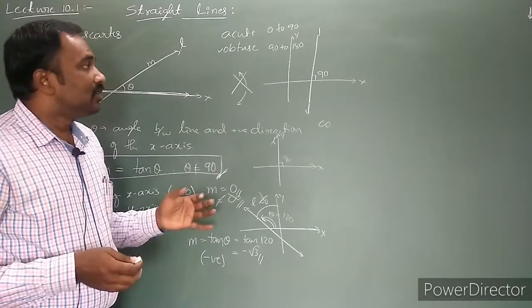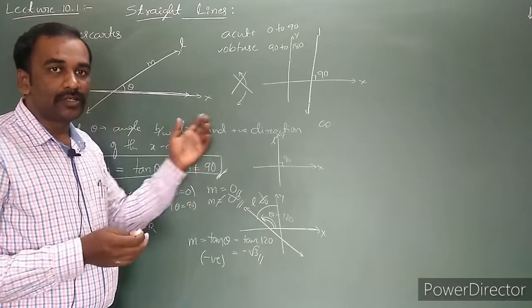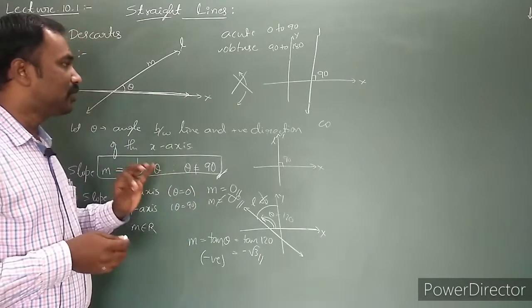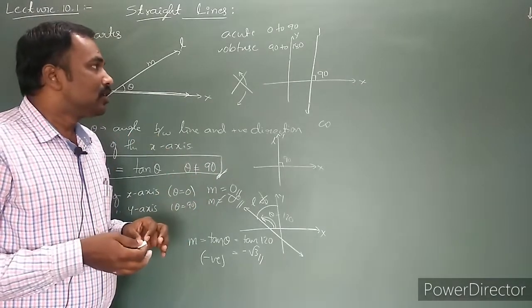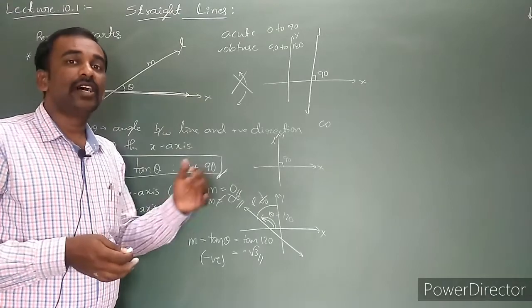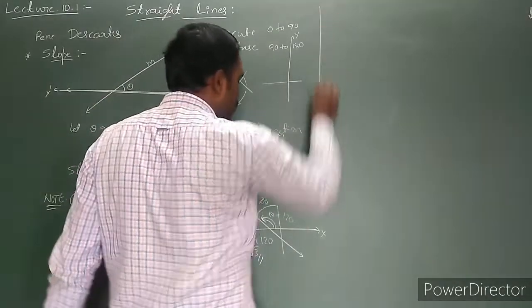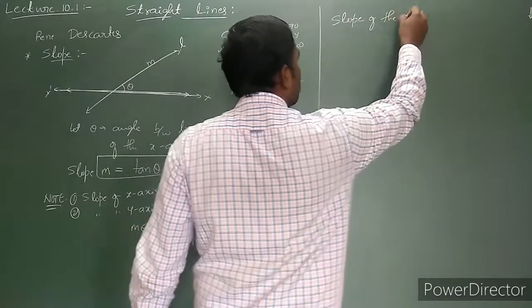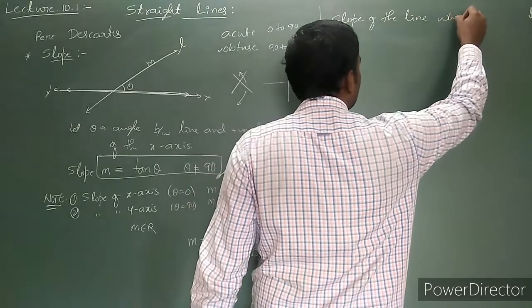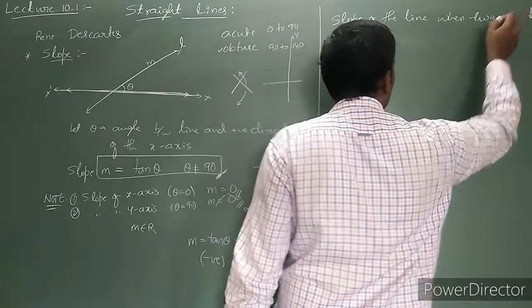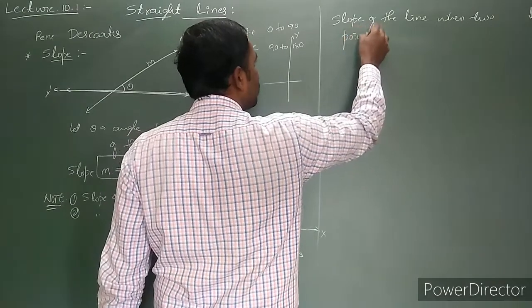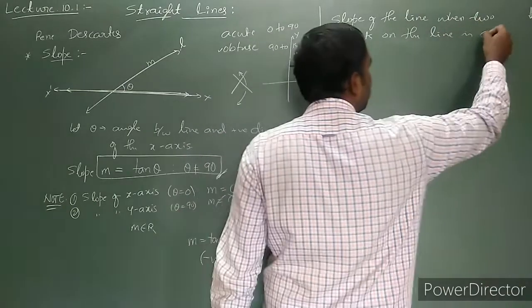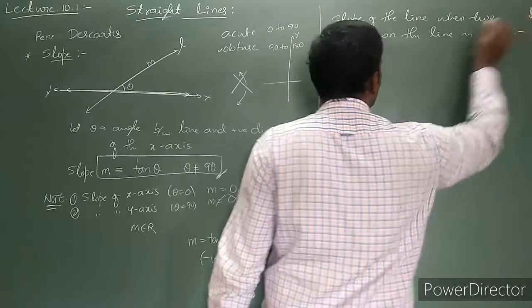Is any other method there to find the slope of the line? Yes, obviously. And one more condition is that, whenever 2 points on the line are given, in that case, how to find the slope of the line? Slope of the line when the 2 points on the line are given.